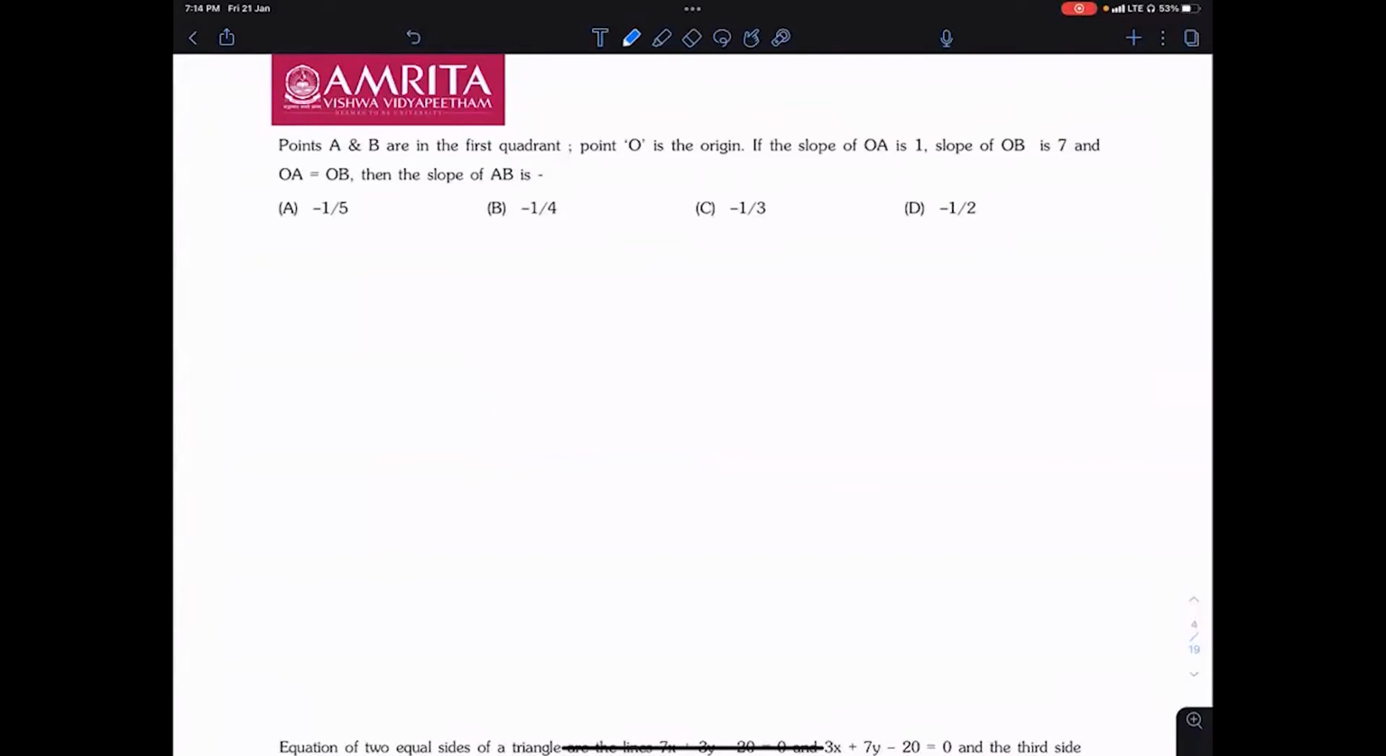Now, for the next one or two questions, the concept on which they are based is the angle between two lines. If you have two lines, and theta is the angle between the lines, with one line's slope m1 and the other line's slope m2, then tan theta will be the modulus of (m1 - m2)/(1 + m1 m2). Here, be very careful, guys. Theta is the acute angle between the lines.